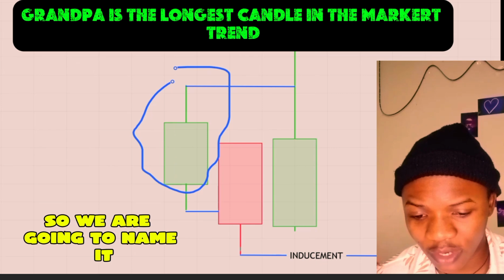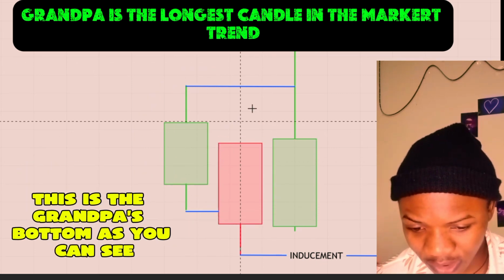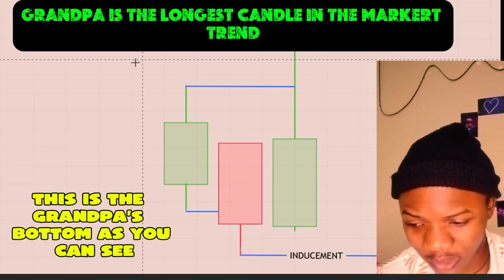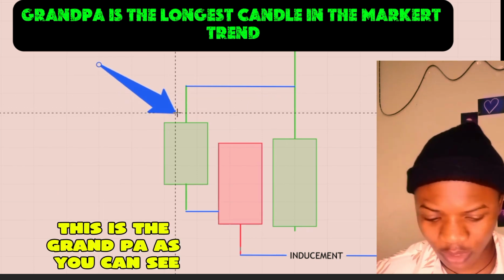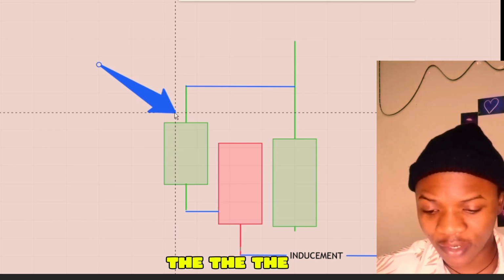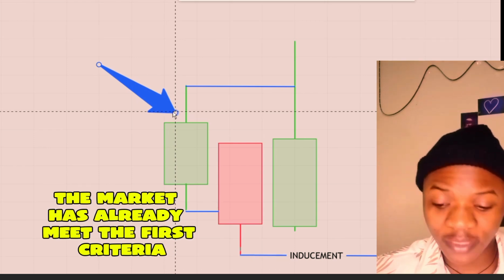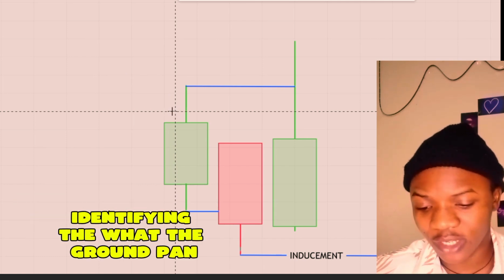Okay, so we are going to name it, and then we are going to identify the grand parent's bottom. This is the grand parent's bottom, as you can see. So this is the grand parent. That means the market has already met the first criteria, and the first criteria is identifying the grand parent.